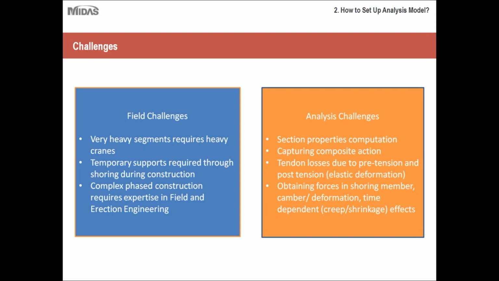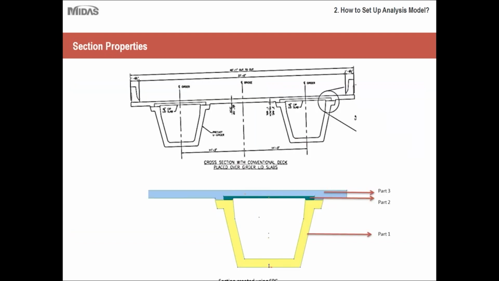Then tendons and tendon losses, because they are precast sections which are pre-tensioned and post-tensioned. So there are elastic deformations that you have to consider. You have to consider other types of losses that will occur in the tendons. So that is a critical part of the analysis here. And then obtaining forces and camber deformations, and capturing time-dependent behavior of the concrete. All these put together create a big analysis problem for the engineer.